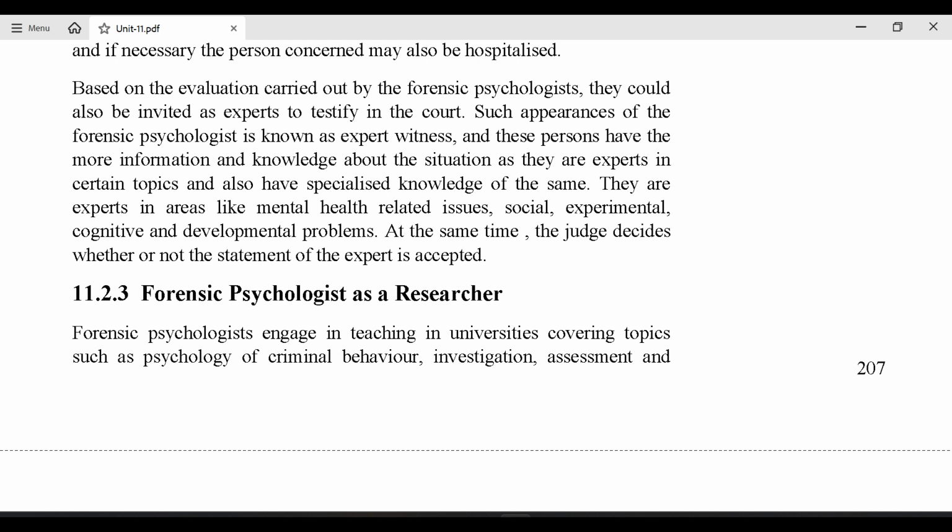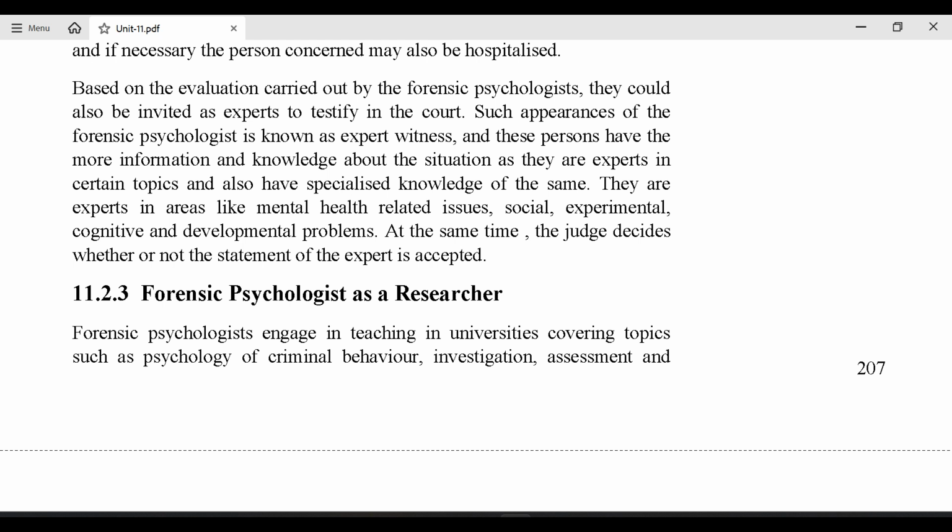Based on the evaluation carried out by the forensic psychologists, they could also be invited as experts to testify in the court. Such appearance of the forensic psychologist is known as expert witness, and these persons have more information and knowledge about the situation as they are experts in certain topics and also have specialized knowledge of the same. They are experts in areas like mental health related issues, social, experimental, cognitive and developmental problems. At the same time, the judge decides whether or not the statement of the expert is accepted.